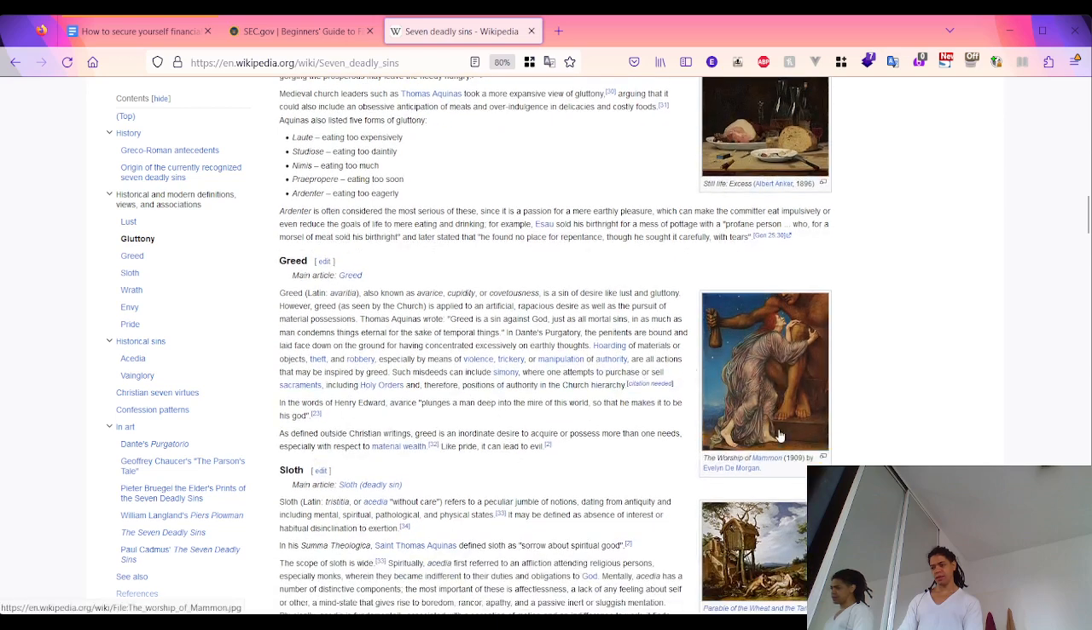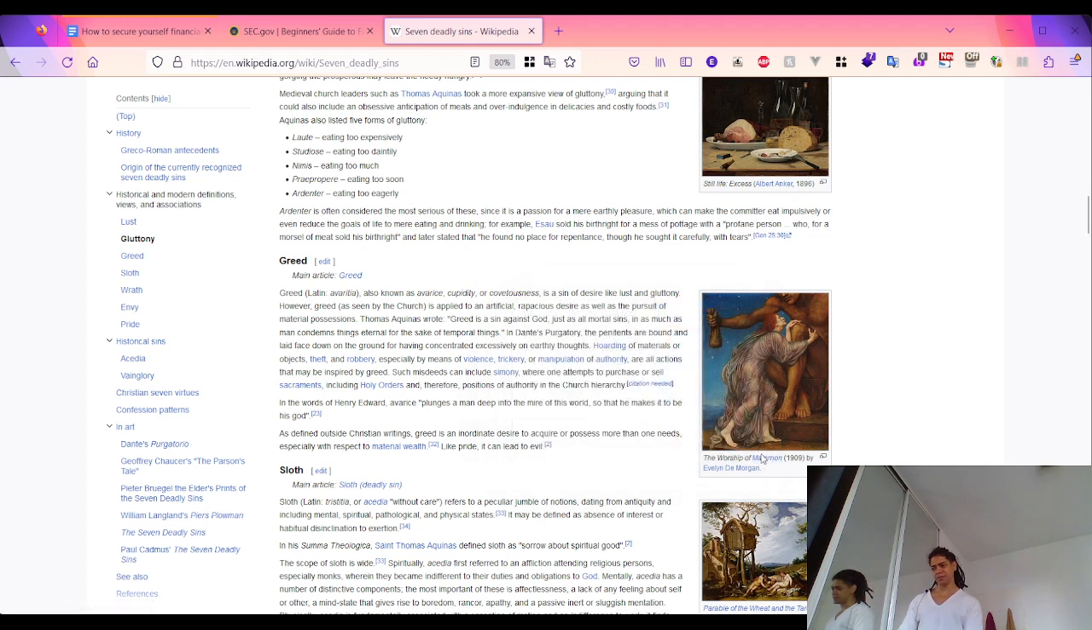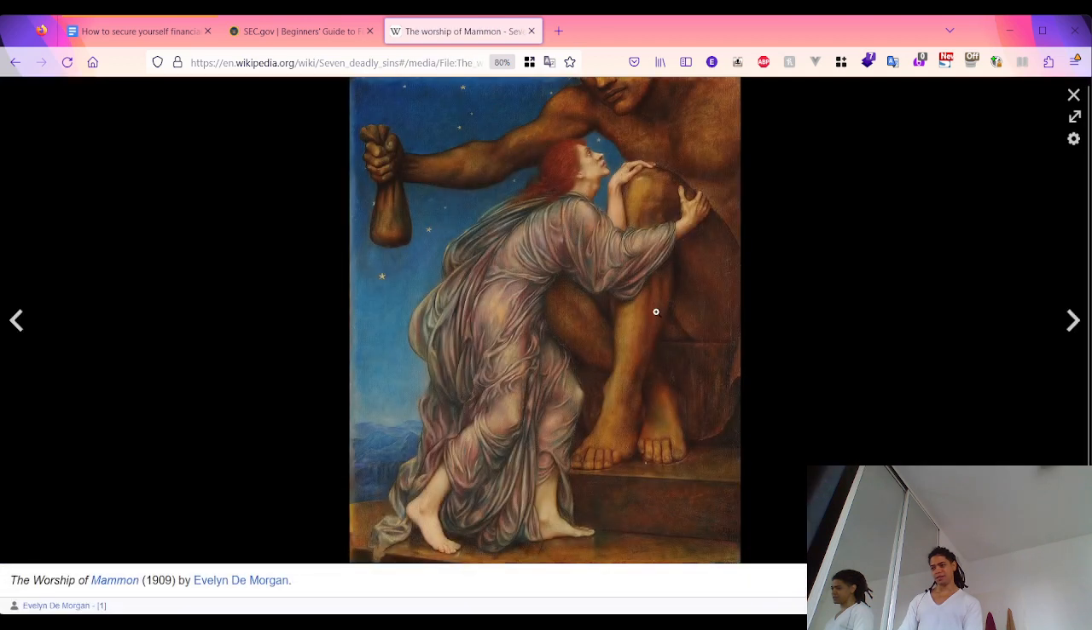the worship of Mammon, which means money, material wealth, or any entity that promises wealth, and it is associated with the greedy pursuit of gain. Mammon.